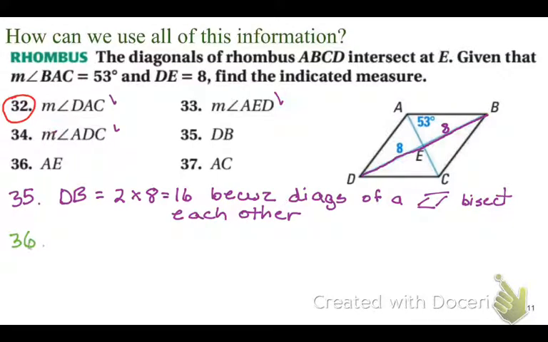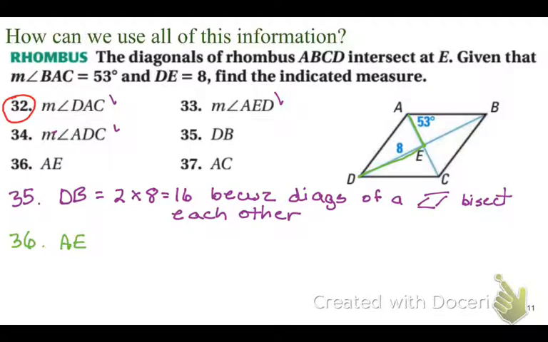Okay, 36. We're looking at AE. I'm going to erase. I don't think we need to know that either. Let me do this. So we're looking for AE. So we know that this length, DE, is equal to 8, because we're given that.